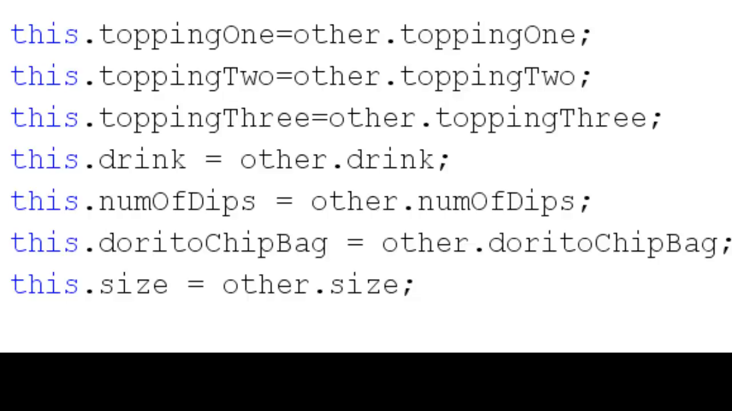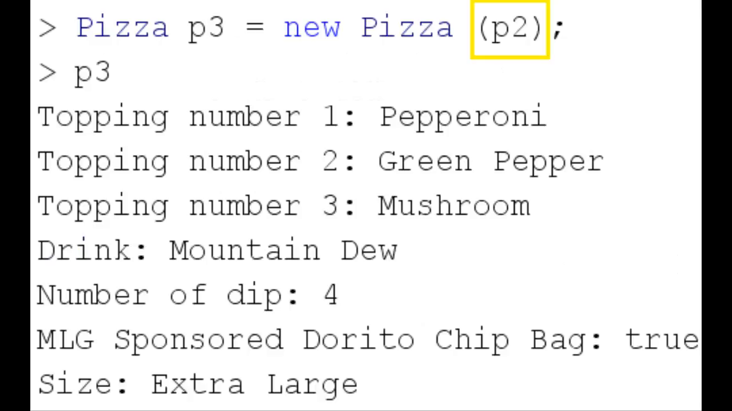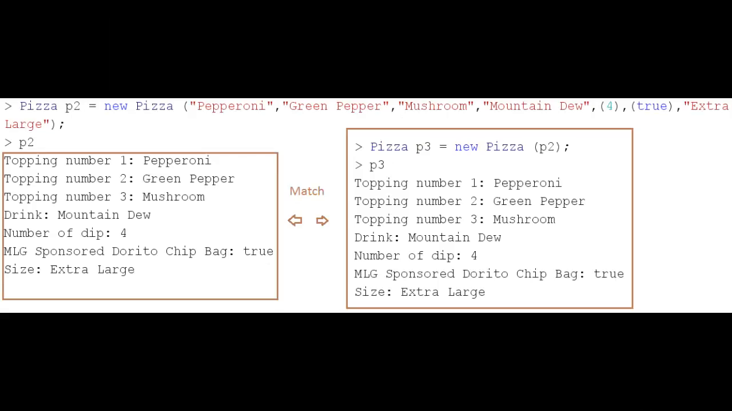Now let's call the constructor to see if our code works. So let's make our Pizza p3 get the exact values of the previously created object p2. So we write Pizza p3 gets new Pizza brackets p2 brackets semicolon. Now let's output p3 to see if it gets the same values as p2, and let's compare the two. Yes, it matches the other one, so it works. Yay! But wait.